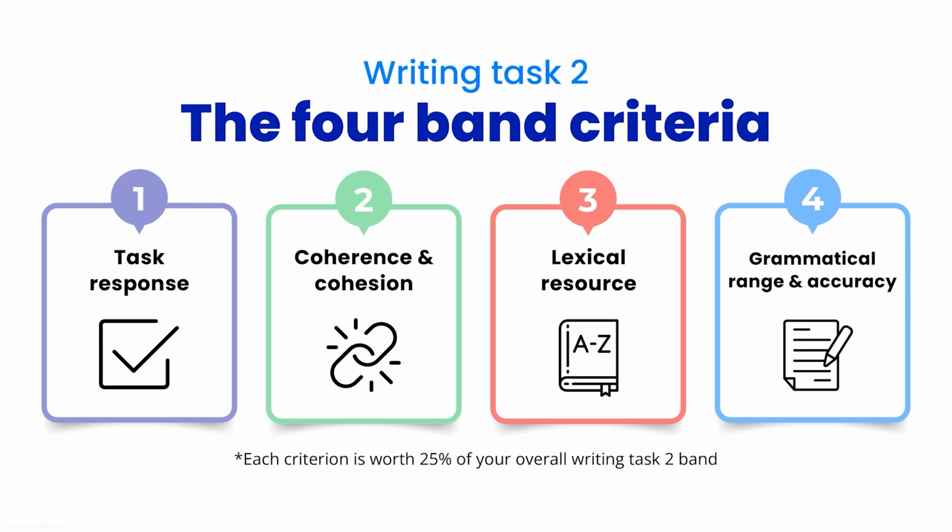So each of these criterion is worth 25% of your overall writing task 2 band. And for each criterion, you get a band score between 0 and 9. There are no 0.5s. So for example, you might get a 6 for task response. You cannot get a 6.5 or a 5.5.